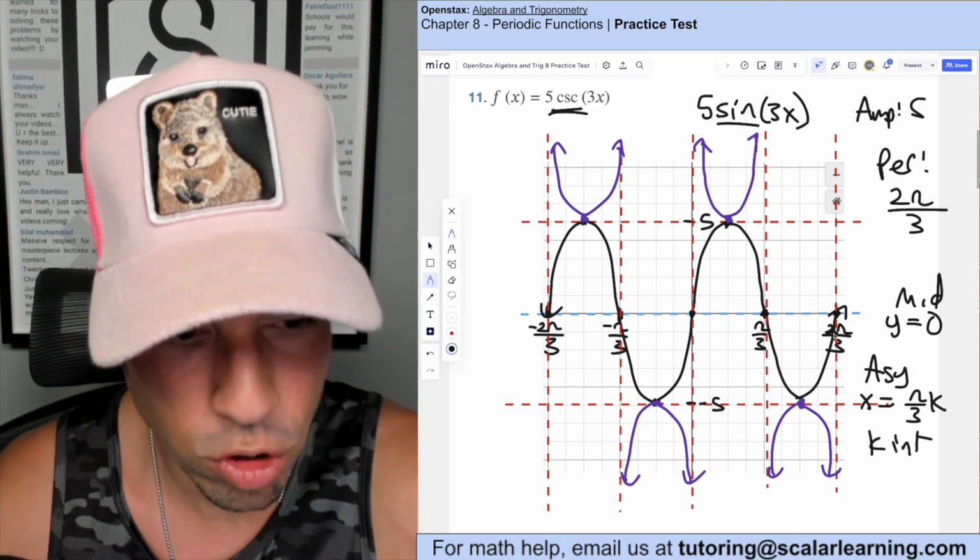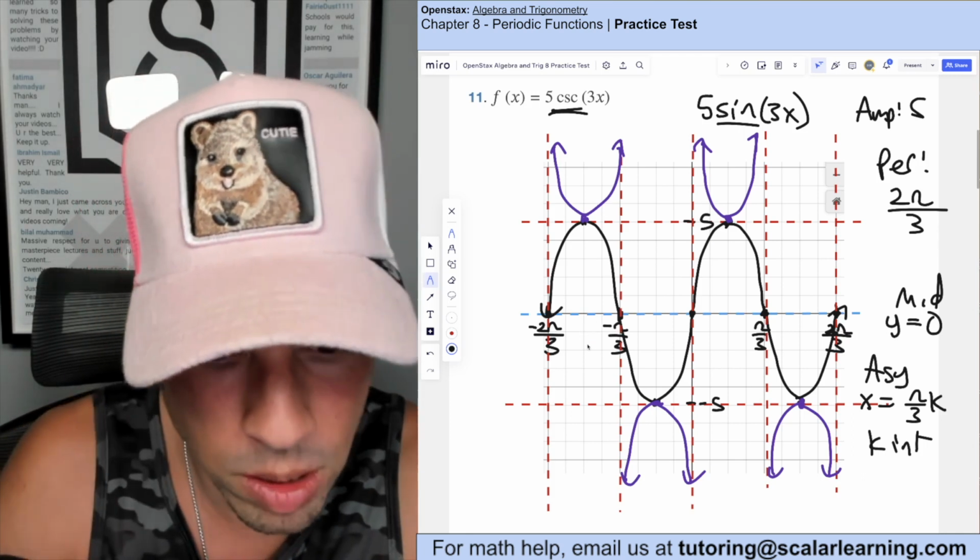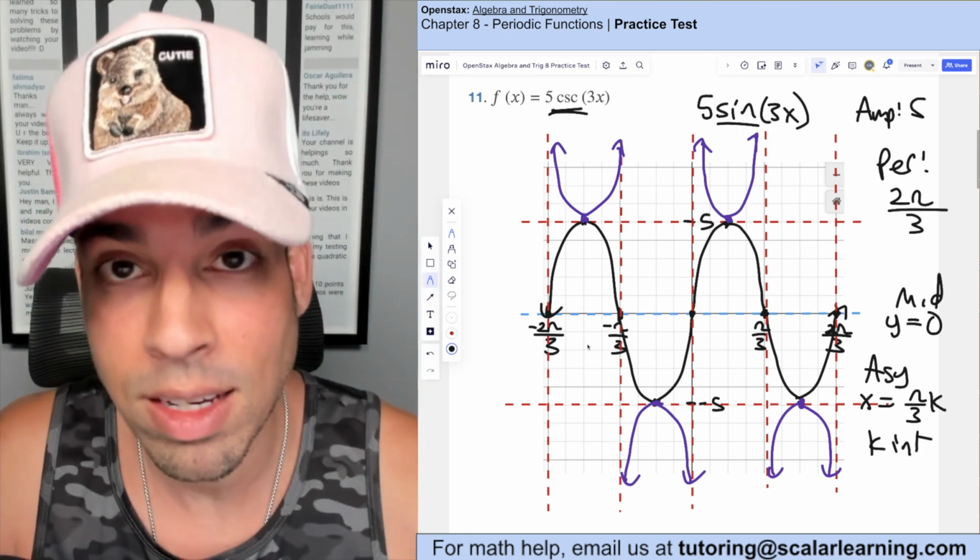We got 1 pi thirds, 2 pi thirds, negative 1 pi thirds, negative 2 pi thirds, so on and so forth. So that's how you do it, done.